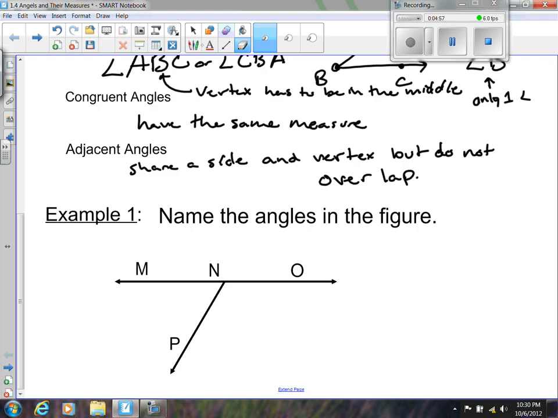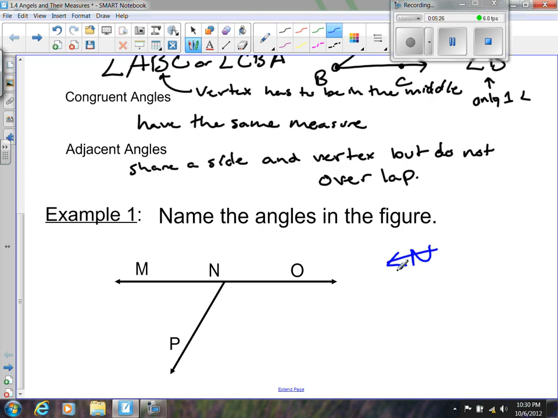Alright, so let's name a few angles here. Name the angle in the figure. Could I say angle N? Does that work? Angle N. Some people might say, hey, I'm talking about this angle. Some other people might say I'm talking about this angle. What angle are we talking about? We've got to be more specific than naming this angle by one point. We're going to have to use three. Okay? So name the angles in the figure.